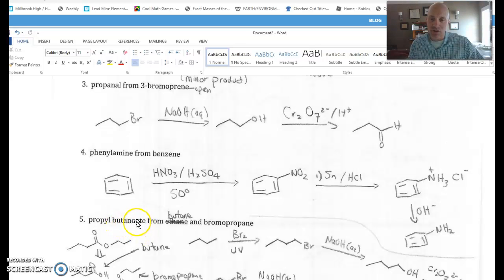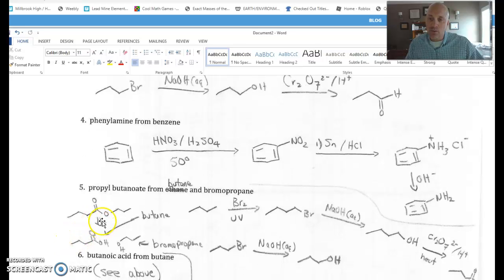Whenever you have the -oate, take that off and add an -ic, and whatever that acid is, that's the acid used in making it. So if you look at this part right here, imagine that this would be an oxygen hydrogen. That would be butanoic acid right there. The way that we can make this is through a Fischer esterification. So this right here is butanoic acid.